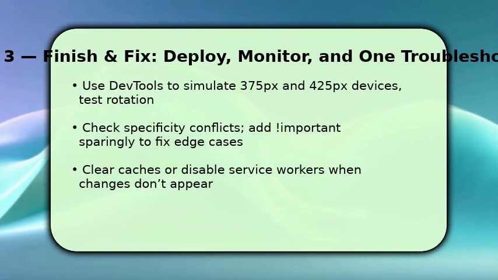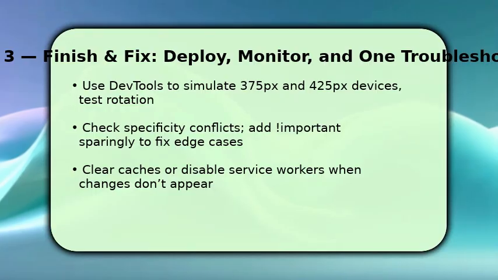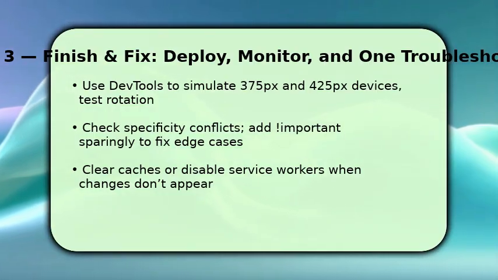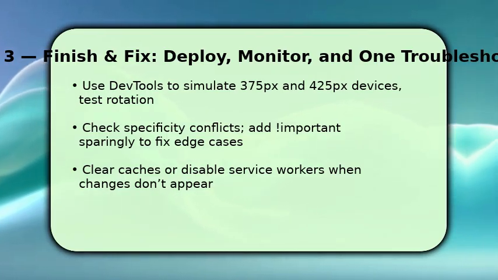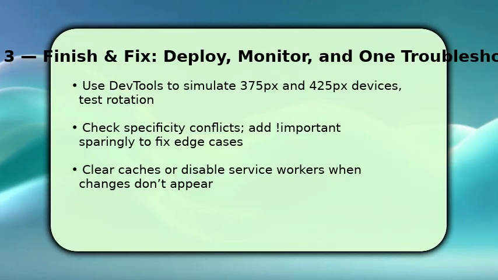Finally, finalize by testing across target widths and orientations. Use 375px and 425px emulations and rotate the device to catch quirks. Once done, inspect computed styles to locate specificity conflicts, instead of blanket !important, increase selector specificity selectively.